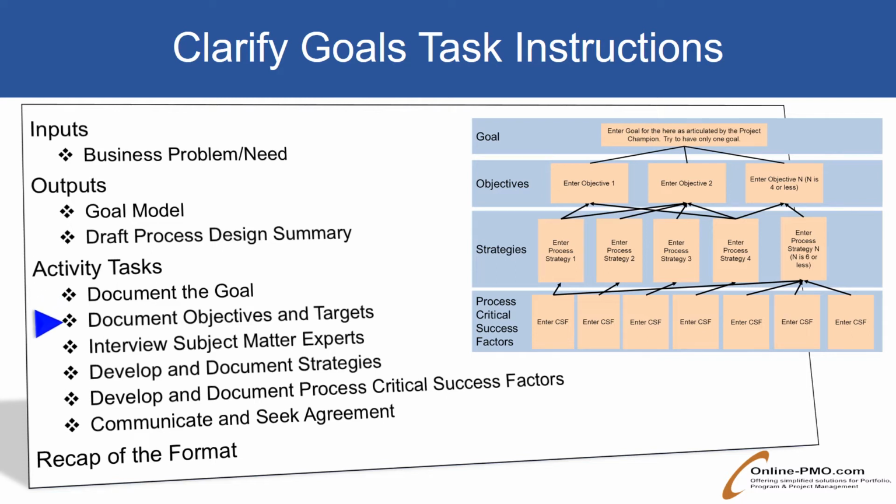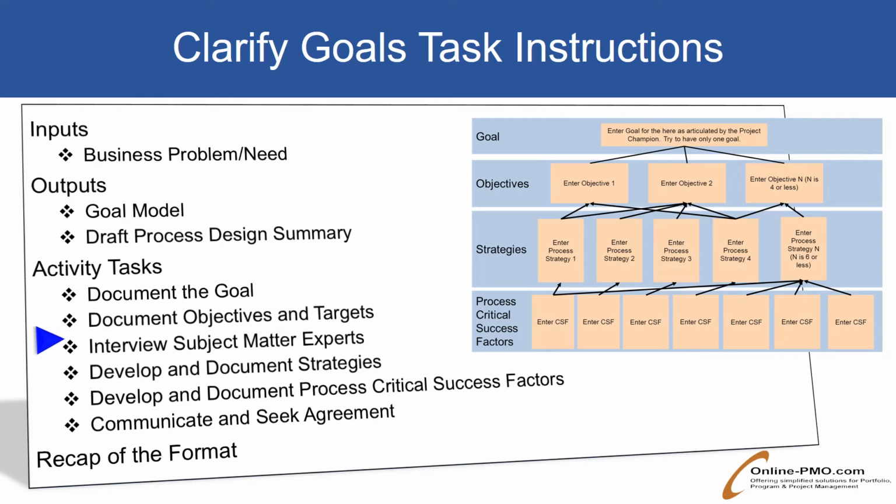The second task is to document objectives and targets. The business relationship manager should work with the project champion to identify and document the objectives to be achieved when the desired end state is reached. The objectives should be actionable and include targets for desired performance levels. In addition to clarifying the extent of change expected, the objectives and targets will be used to drive end process metrics during the process management step of the project.